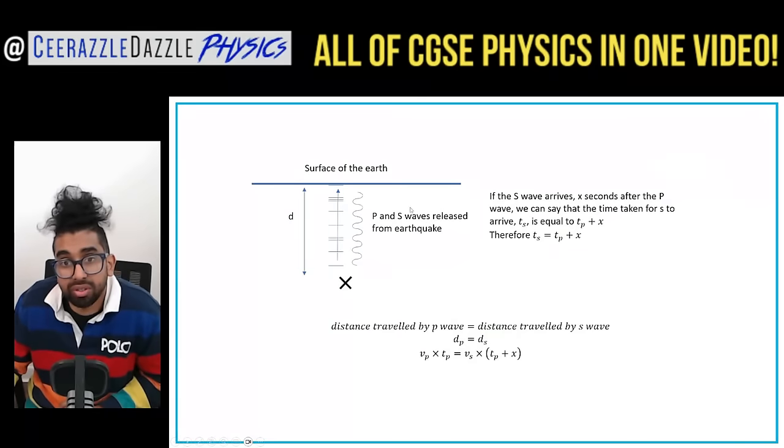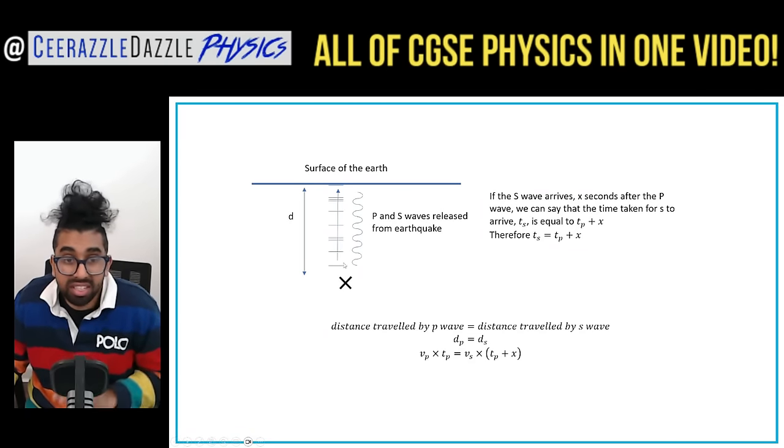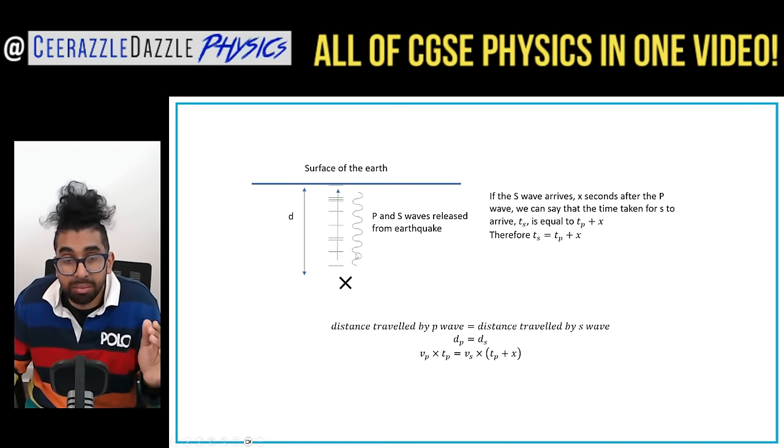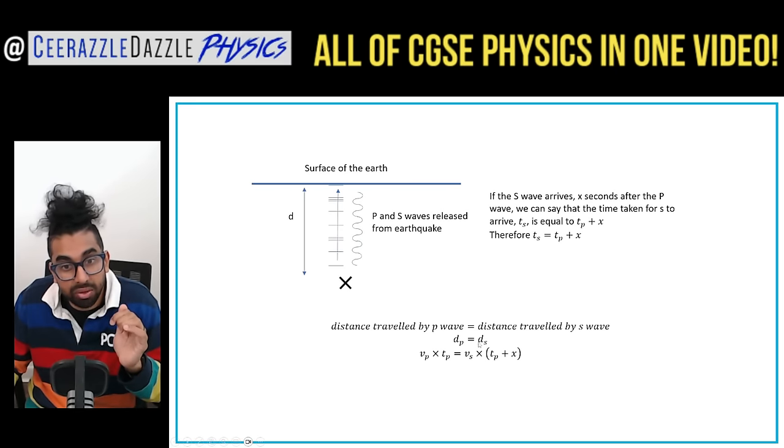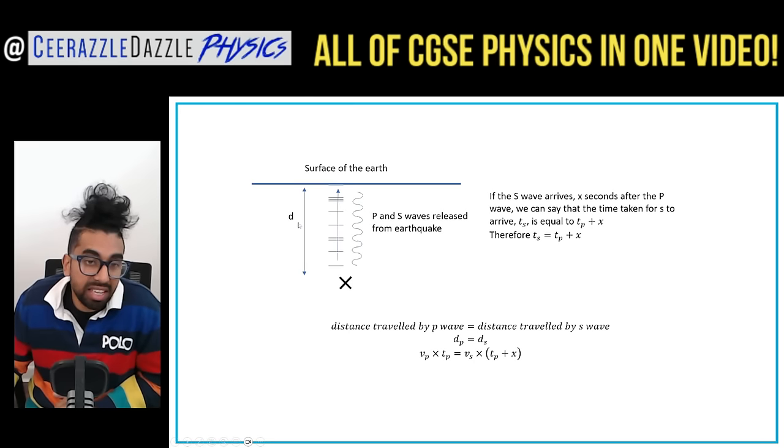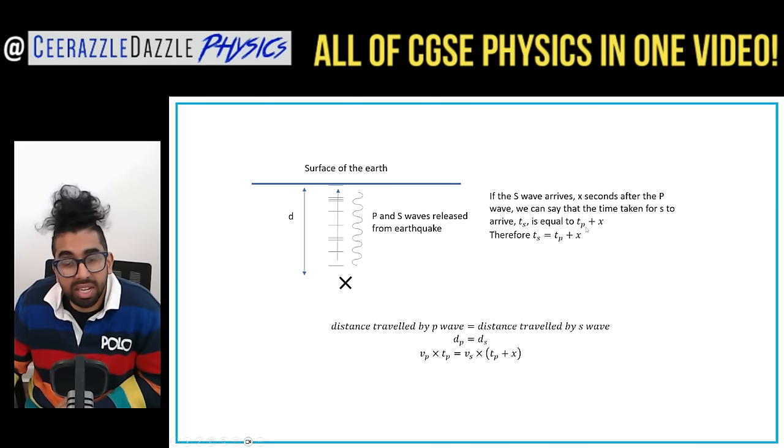Distance calculations. Let's say, for example, an earthquake occurs over here and it travels and hits the surface. First of all, we know that the distance the P wave travels will be the same as the distance the S wave travels over here. So therefore, we can write dP is equal to dS. And let's say there's a time interval. Let's say the S wave arrives X seconds after the P wave. Therefore, we can say that TS, the time taken for the S wave to arrive, is equal to TP plus X.